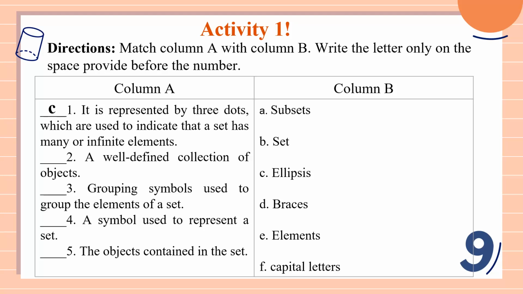All right, number 2, a well-defined collection of objects. What's the answer, class? That's correct. It should be letter B, set. Number 3, grouping symbols used to group the elements of a set. What's the answer, class? That's correct. It should be letter D, braces. And number 4, a symbol used to represent a set. What's the answer, class? That's correct. It should be capital letters, letter F. And last one, the objects contained in the set. What's the answer, class, for number 5? That's correct. It should be letter E, elements.